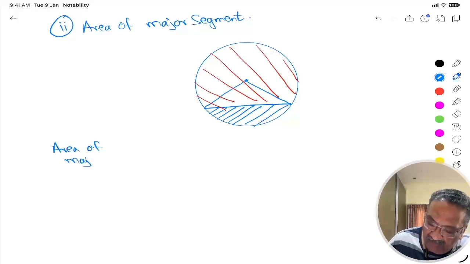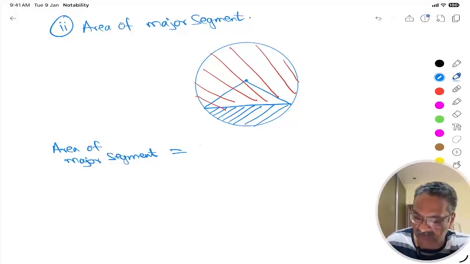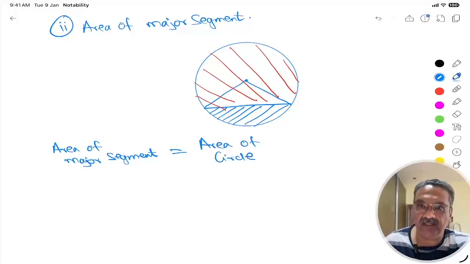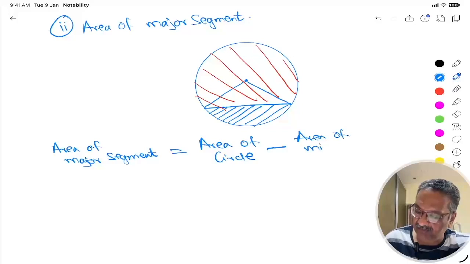We know that area of the major segment is equal to the whole circle, area of a circle, take the full circle and subtract the area of minor segment from it, area of minor segment.